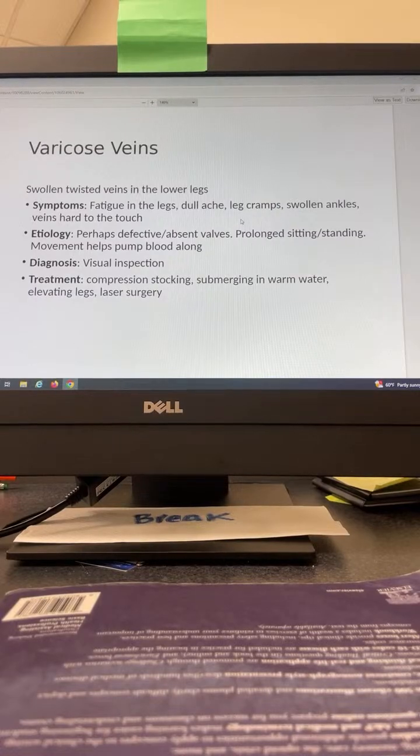The cause of this, there's a couple different things that can cause it. Sometimes people are just born with defective or absent valves. So not only does the heart have valves, but your veins also have valves. So the arteries, they pump the blood to the body, right? So they have the force of the heart behind them.